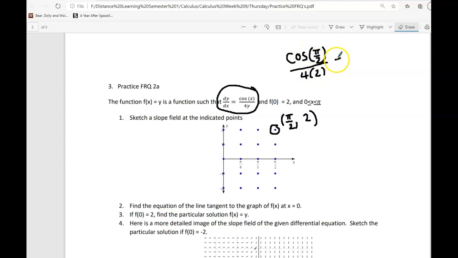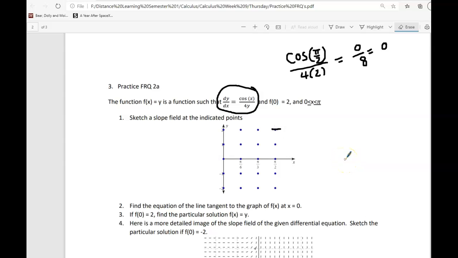And cosine of pi over 2 is 0. 4 times 2 is 8. And anytime you have a fraction with 0 on the top, you just get 0. And so what that tells me is that the slope of my function at that point is 0. And 0 slopes look like horizontal lines. So I would just draw a horizontal line right there.